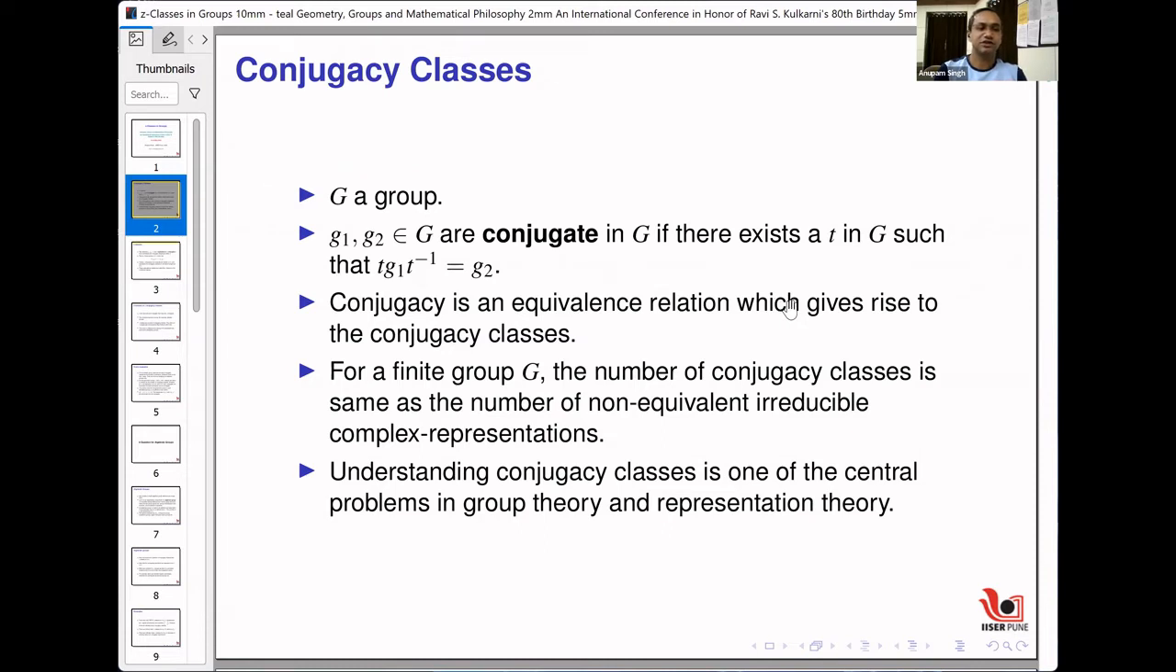And if you have studied finite group representation theory, you know that this becomes quite important there, because for a finite group G, the number of conjugacy classes is the same as the number of non-equivalent irreducible complex representations. So if you want to study representation theory, it becomes quite useful if you know something about conjugacy classes, the number, and so on. So it plays a quite important role in representation theory and vice versa. Understanding conjugacy classes is, of course, one of the central problems in group theory and representation theory.